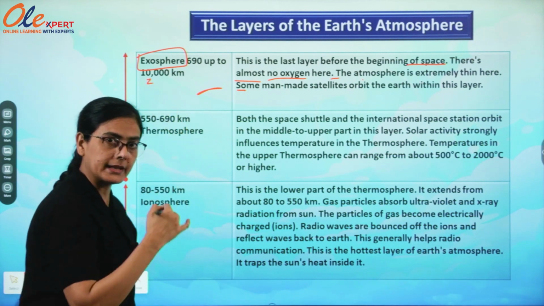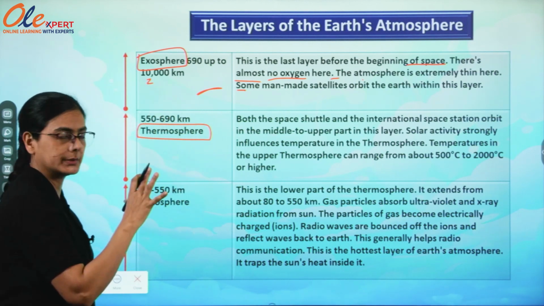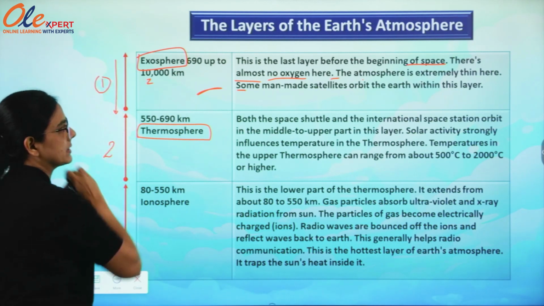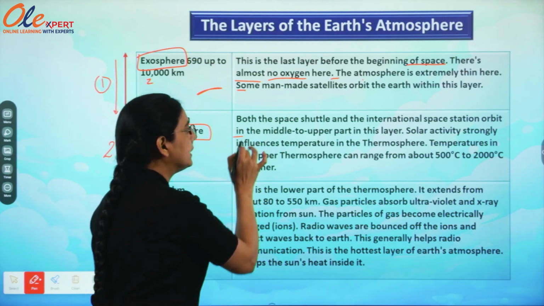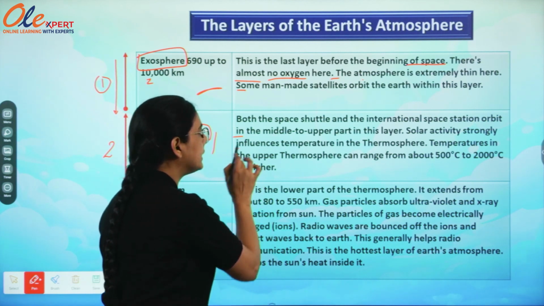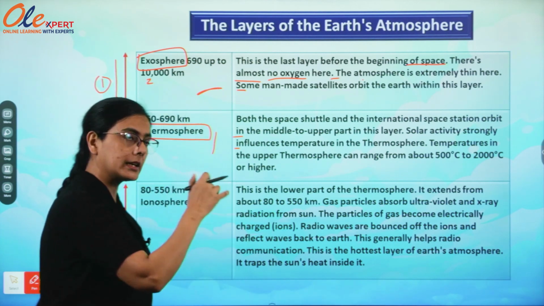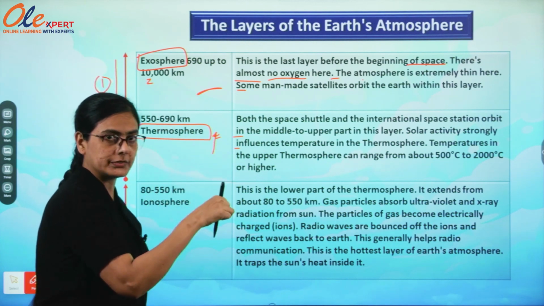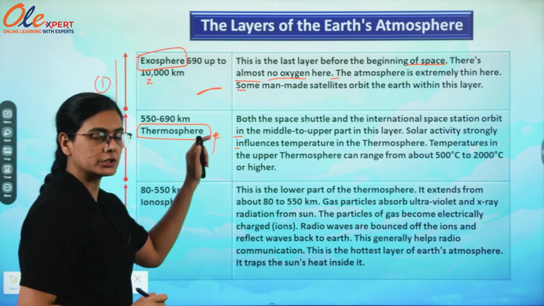Coming to the next one, below this layer is the thermosphere, just below the exosphere. This is the second layer; this is the first layer. Both the space shuttle and the International Space Station orbit in the middle to upper part of this layer. Solar activity strongly influences temperature in the thermosphere. Solar energy is coming directly and directly affects this layer, coming in contact with the thermosphere.